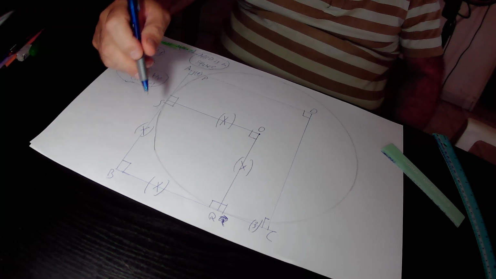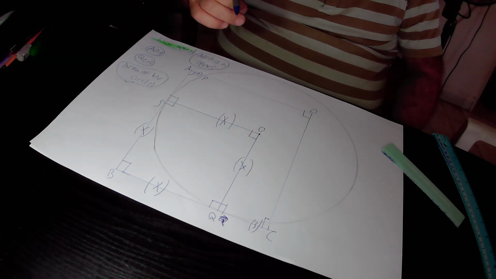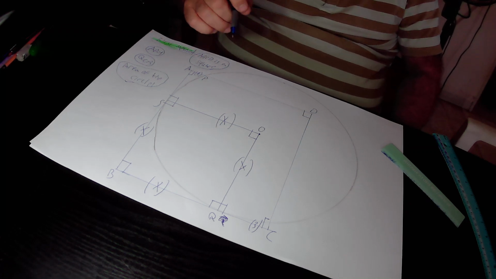So we found out that quadrilateral SOQB is not just a rectangle but a square, because all of its sides are equal to each other. Each side of this square equals x.